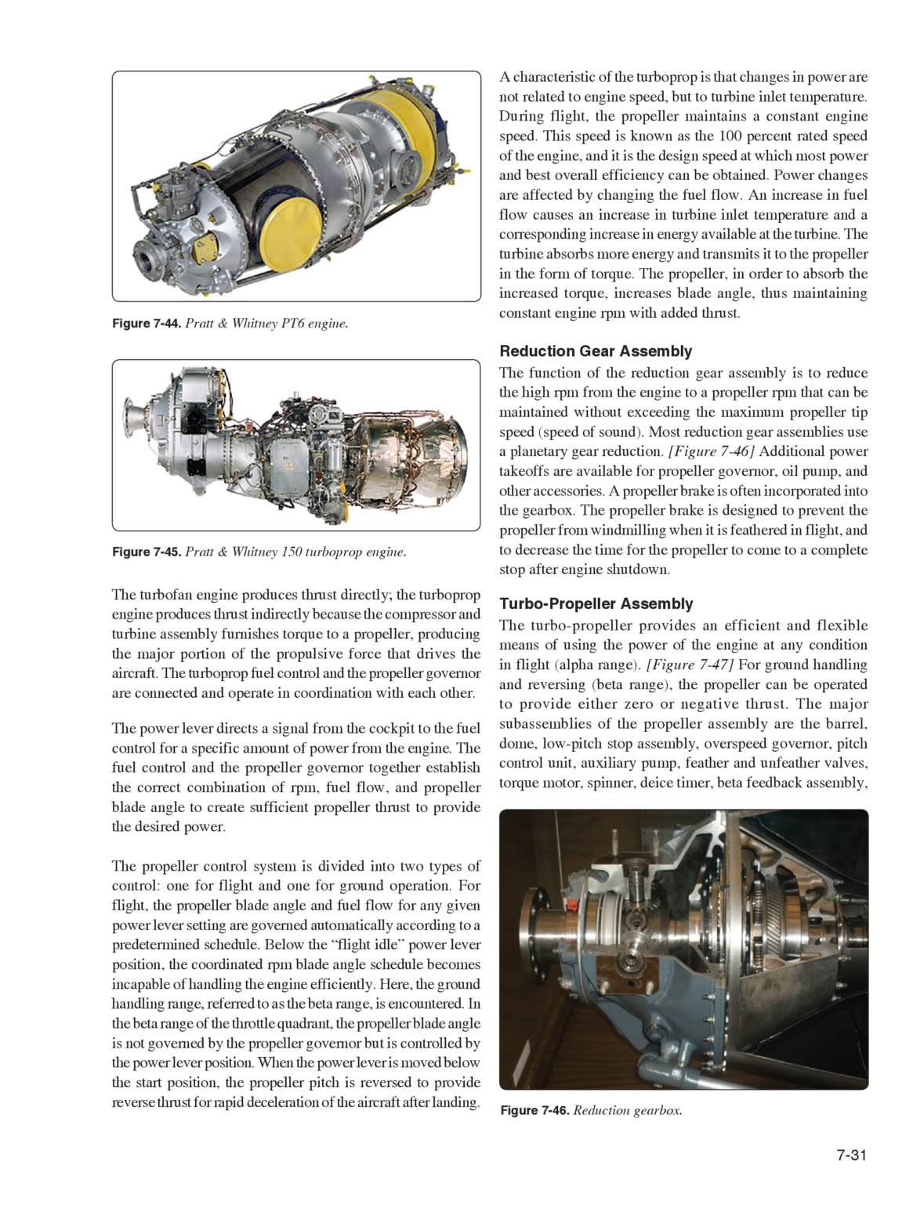Turbo propeller assembly. The turbo propeller provides an efficient and flexible means of using the power of the engine at any condition in flight, alpha range. Figure 747, for ground handling and reversing, beta range, the propeller can be operated to provide either zero or negative thrust. The major subassemblies of the propeller assembly are the barrel, dome, low pitch stop assembly, overspeed governor, pitch control unit, auxiliary pump, feather and unfeather valves, torque motor, spinner, Deus timer, beta feedback assembly.